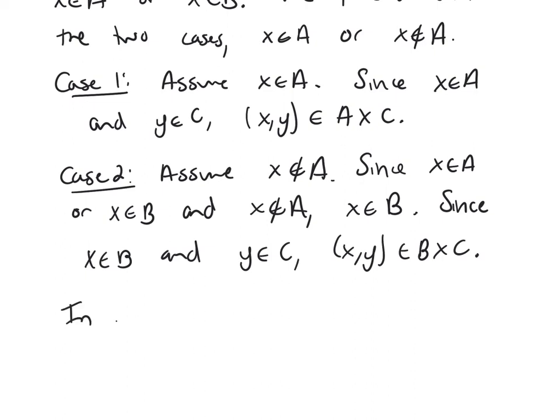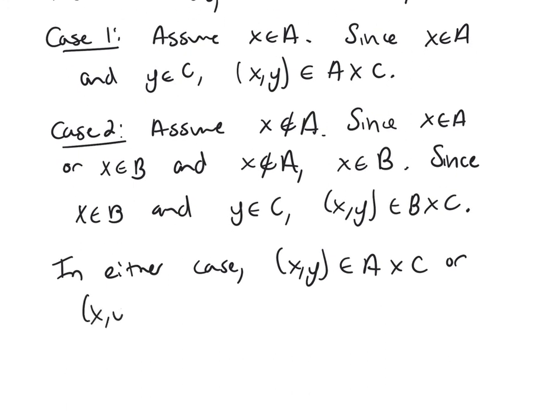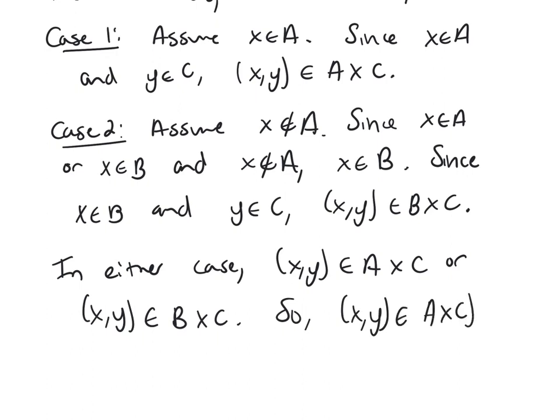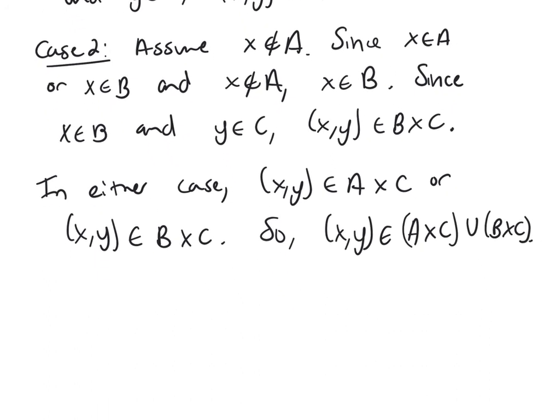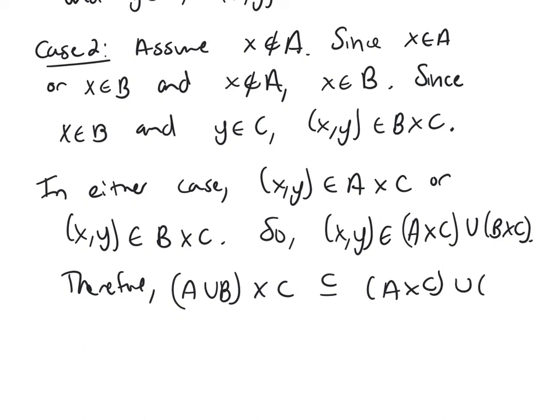So in either case, xy is in A cross C or xy was in B cross C. So that means that this pair is in the union, and we've now established that A union B cross C is a subset of A cross C union B cross C.